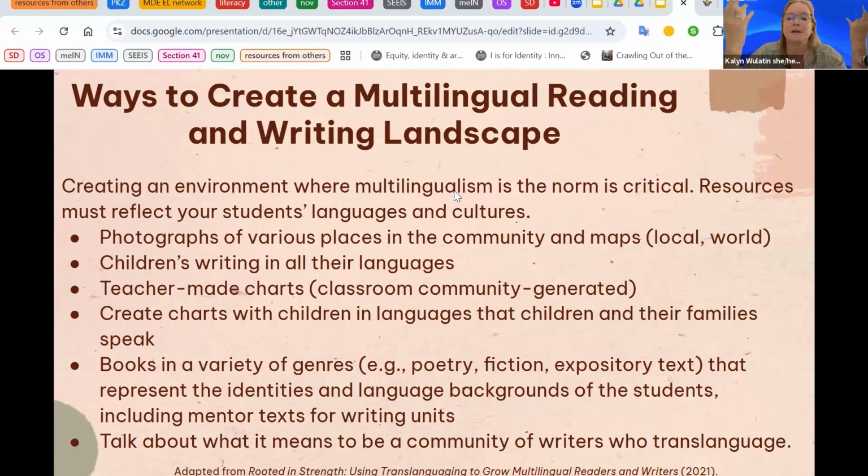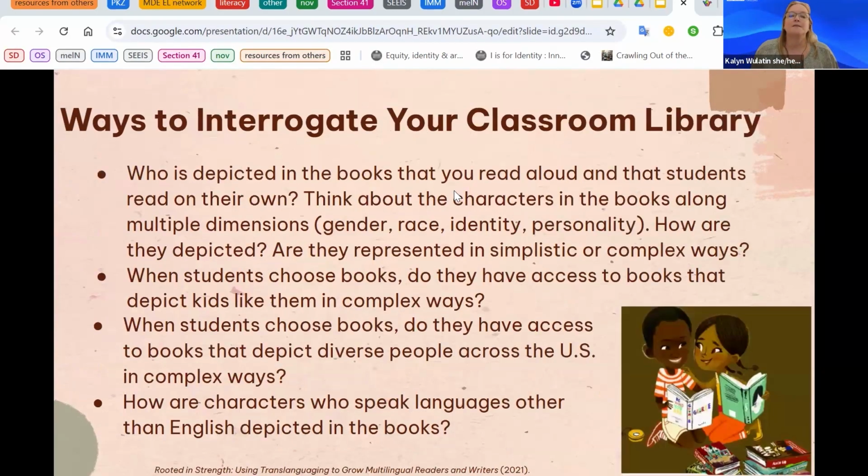And then whenever you're reading and writing, talk about what that's like. Okay, we are writers in this room, and sometimes we translanguage. What does that mean? What does that look like? Again, thinking about what's in your classroom library or in your school library, who is depicted and how are they depicted, right? Are they represented simplistically or are they shown to be complex, right? And then do students have access to these books? So really looking at how they're depicted.